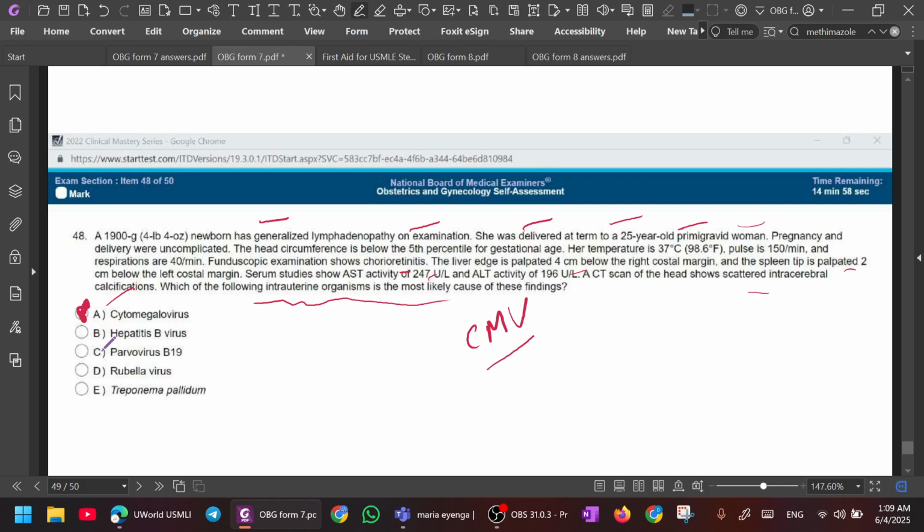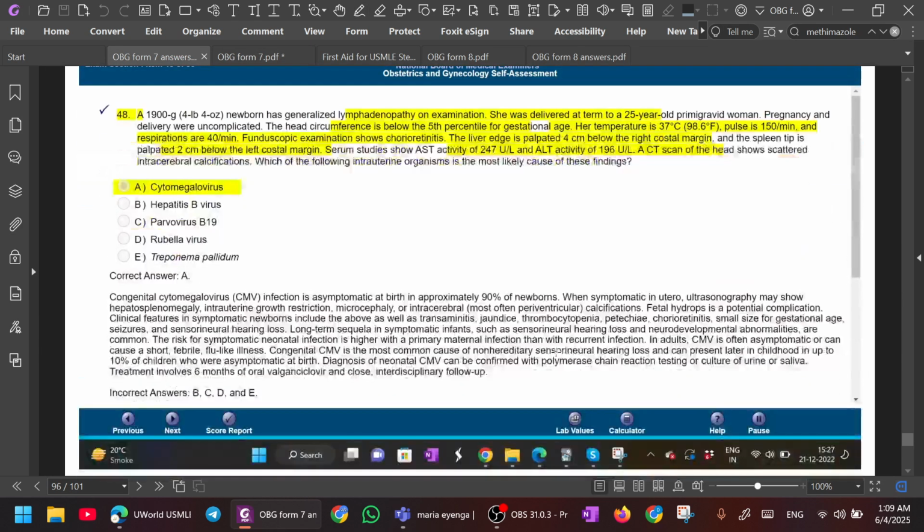Cytomegalovirus, CMV, infection is asymptomatic at birth in approximately 90% of newborns. When symptomatic in utero, ultrasound may show hepatosplenomegaly, intrauterine growth restriction, microcephaly, intracerebral, most often periventricular, calcification. Fetal hydrops is a potential complication. Clinical features in symptomatic newborns include the above, as well as transaminitis, jaundice, thrombocytopenia, petechiae, chorioretinitis, seizures, and sensorineural hearing loss. Long-term sequelae in symptomatic infants, such as sensorineural hearing loss and neurodevelopmental abnormalities, are common.